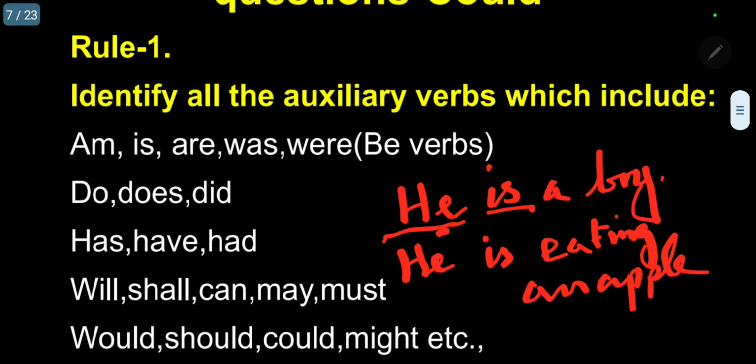Some in this sentence is now not a main verb. It is an auxiliary. What is the main verb? Eat is the main verb, and it is coming in the form of a gerund, eating. So, he is eating an apple.